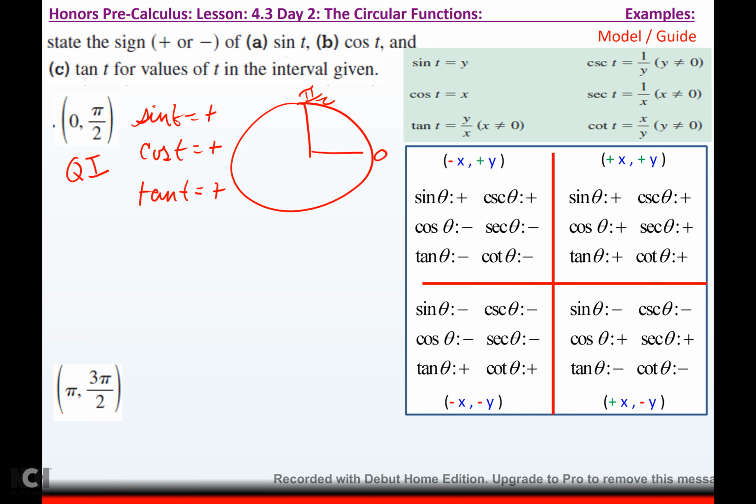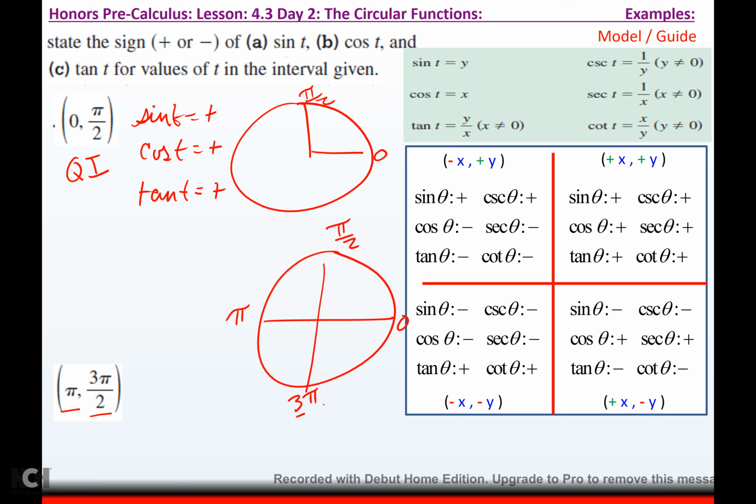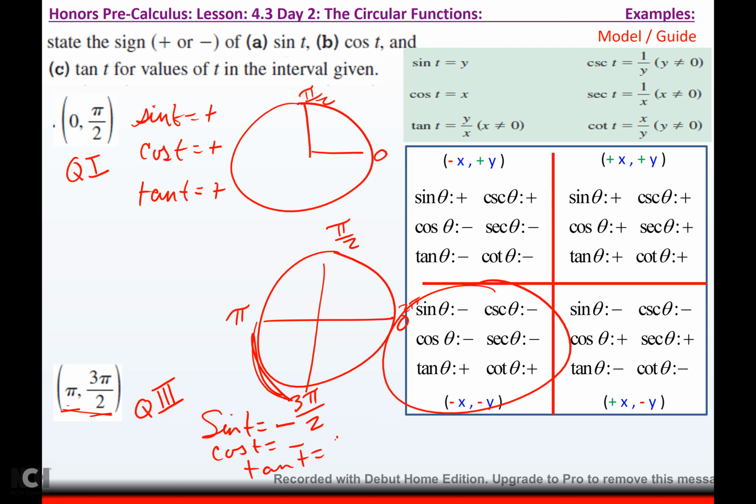Okay, if you're going from pi to 3 pi over 2, here's pi. This is 0, this is pi over 2, this is pi, and this is 3 pi over 2. And this would be 2 pi, or 0. So if we're talking about between pi and 3 pi over 2, we're talking about quadrant 3. And if we're in quadrant 3, sine of t would be negative, cosine of t would be negative, and tangent of t would be positive. Again, you either have to have this chart handy to read, or you can always figure it out because you know the signs.